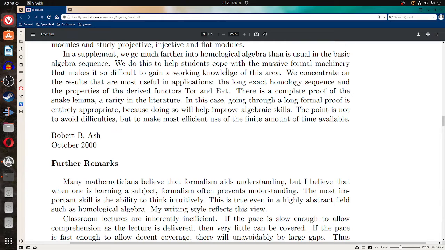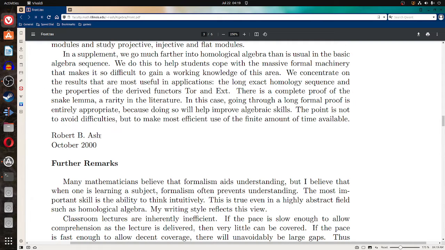I'm pretty sure the Snake Lemma is in several algebra books. In this case, going through a long formal proof is entirely appropriate because doing so will help improve algebraic skills. Okay, it'd be nice to see a long formal proof on that. The point is not to avoid difficulties, but to make most efficient use of the finite amount of time available.